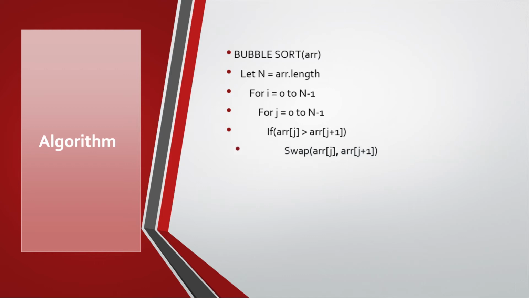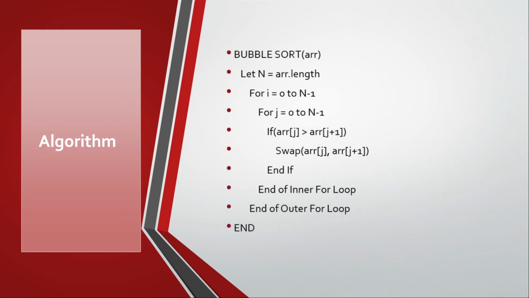Now if the condition is satisfied inside the if, that is if the element is greater than the next element, then swapping of their positions will take place. Otherwise the loop will move on to the next iteration. That is all for the algorithm. Now let's move on to writing the code.